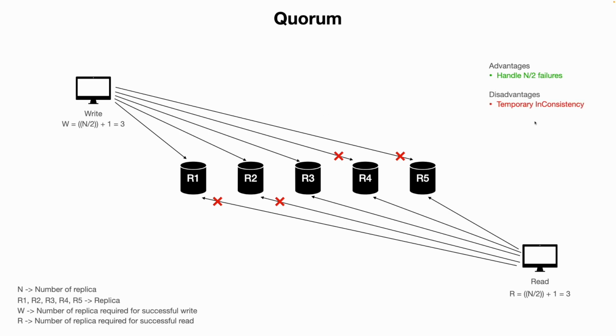The disadvantage is temporary inconsistency. When the write is happening to R1, R2 and R3, if the client then makes a read request to R1, R2 and R3 or R4 and R5, sometimes the client might get the outdated value because the write is still in progress. That is the only disadvantage of this quorum.